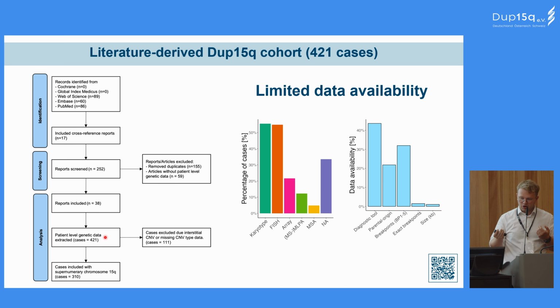This approach also faces some challenges, and the major challenge is the limited data availability. If you look at this bar plot here, you can see that in about 30% of the cases, there's no information on which genetic test was used during genotyping. And if you look at the bar plots here on the right, you can see that parental origin is also only known in about 20% of the cases. So if the chromosome is really maternally derived, we don't know it.